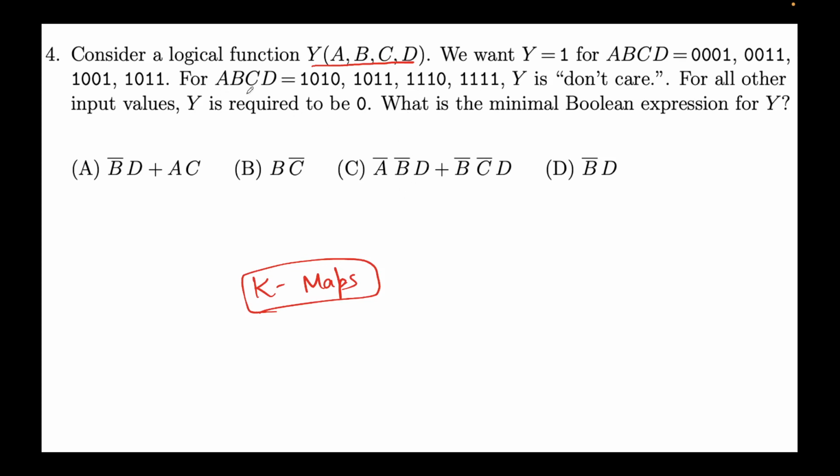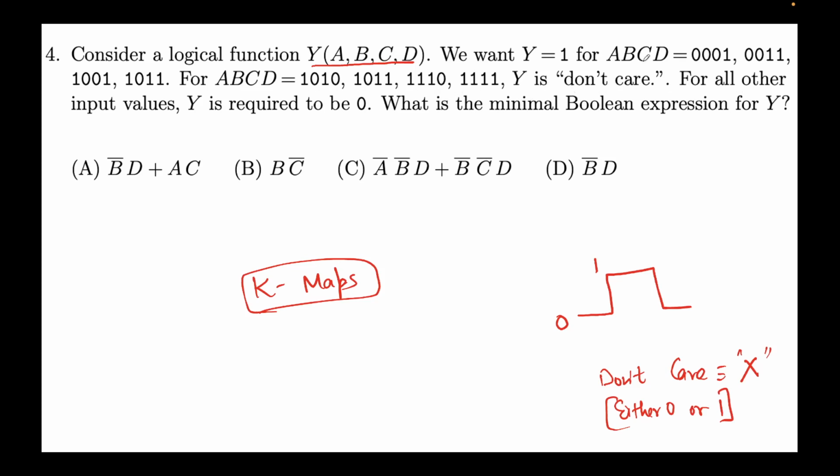But for some other inputs, like a, b, c, d equal to these 4 inputs, y is don't care. So I told you the outputs are 0 or 1. There is something also called don't care, which means we don't care whether the value is 0 or 1. It will be either 0 or 1, it cannot be something in between, but we don't care, and we denote a don't care by symbol x. This means either 0 or 1. So for these 4 sets of inputs, the value of y is don't care, meaning it can be 0 or 1, we don't care about it.